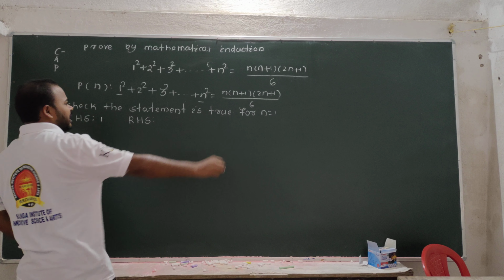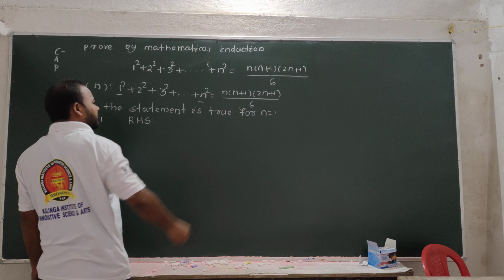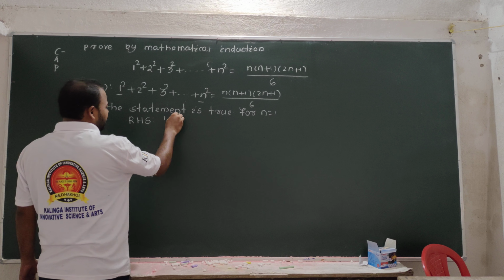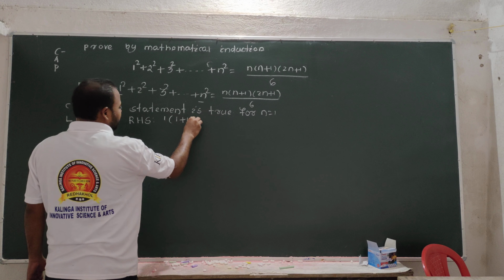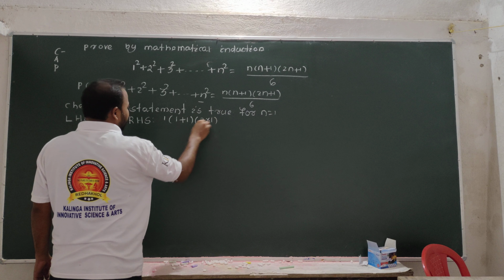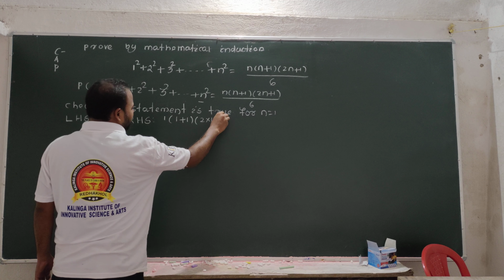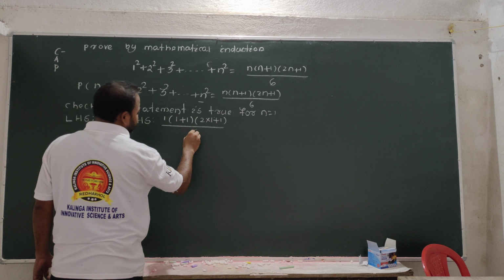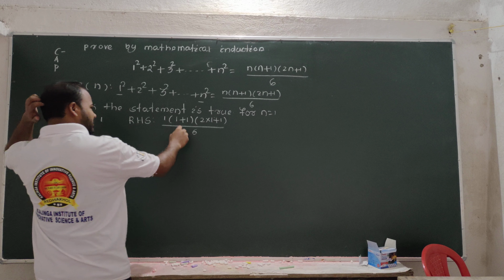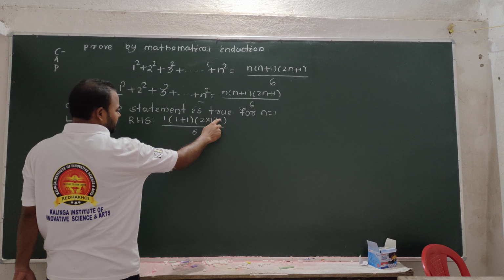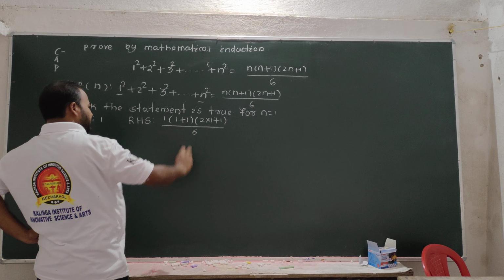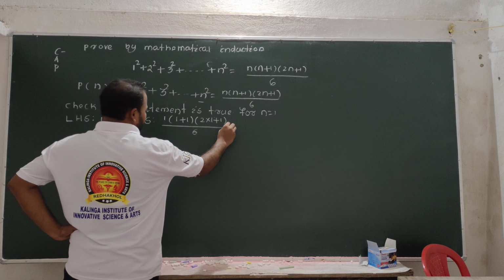For RHS, we simply put n equal to 1 in the right hand side. This is 1 into 1 plus 1 into 2 into 1 plus 1 upon 6. This is 1 into 2, and 2 plus 1 is 3. So 3 into 2 is 6, and 6 by 6 is equal to 1.